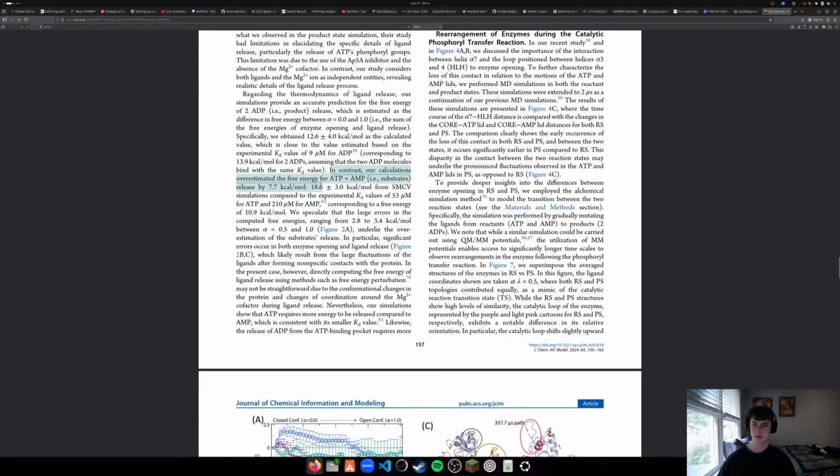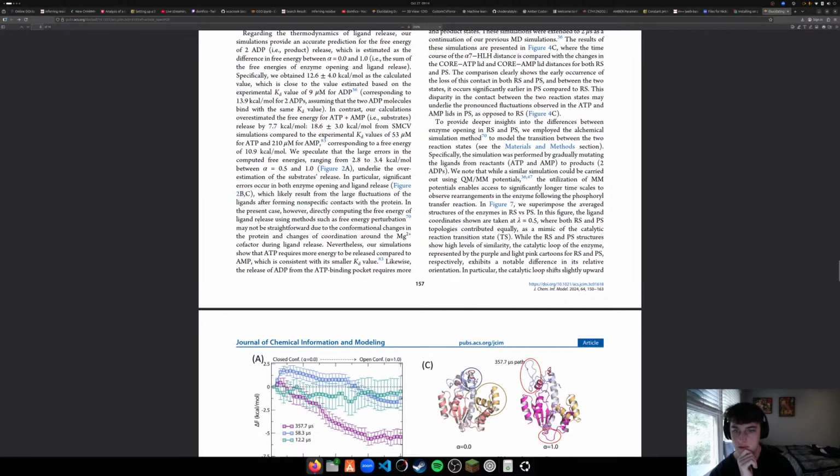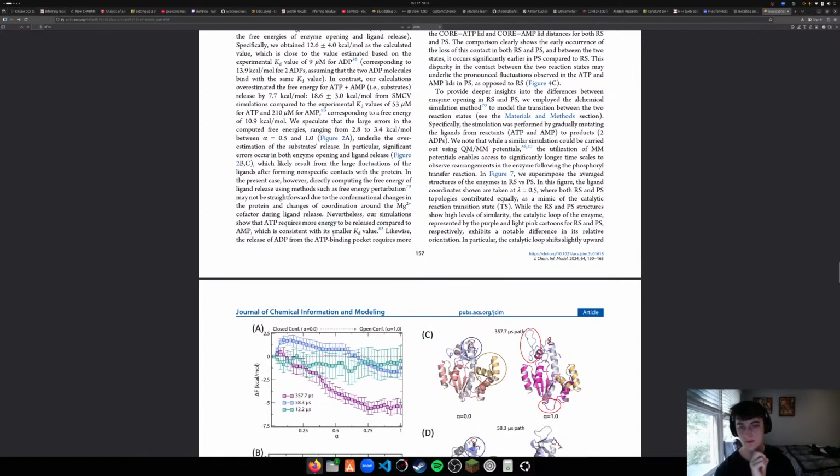Overestimated the free energy. Free energy of ligand release. Directly computing the free energy of ligand release using such methods may not be straightforward due to conformational changes in the protein. Nevertheless, our simulations show ATP requires more energy to be released compared to AMP, which is consistent with the smaller KD value.